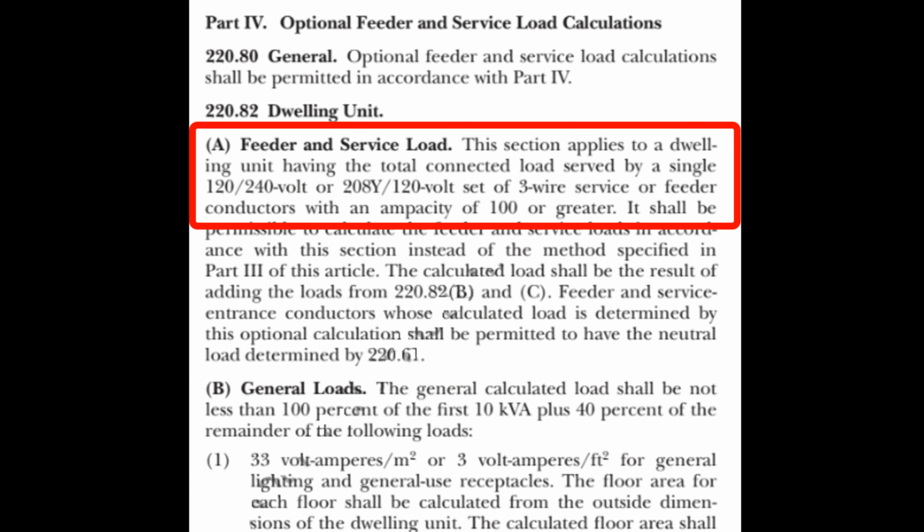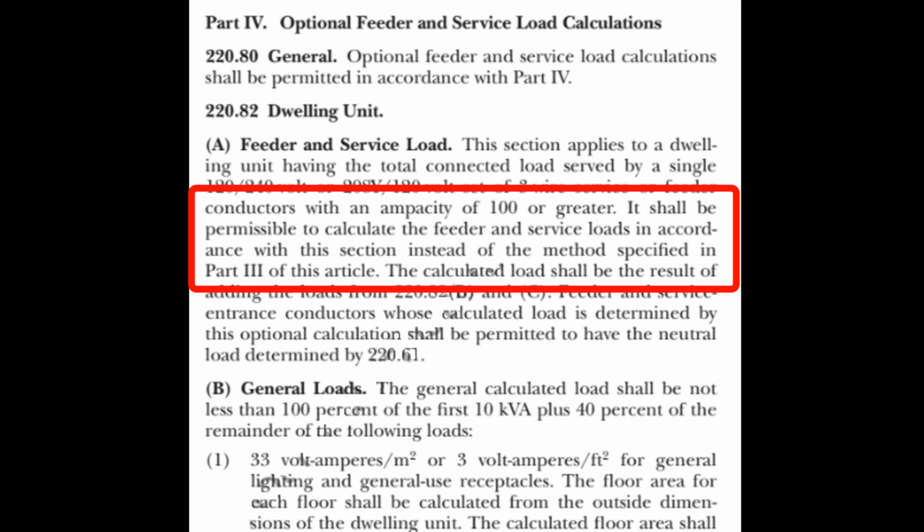220.82(a), Feeder and Service Load. This section applies to a dwelling unit having the total load served by a single 120/240 volt or 208Y/120 volt set of 3-wire service or feeder conductors with an ampacity of 100 or greater. A side note, the minimum service requirement for a dwelling is 100 amps. There are no modern services that are under 100 amps. It shall be permissible to calculate the feeder and service loads in accordance with this section instead of the method specified in Part 3 of this article, meaning you can use this optional calculation instead of the standard calculation.